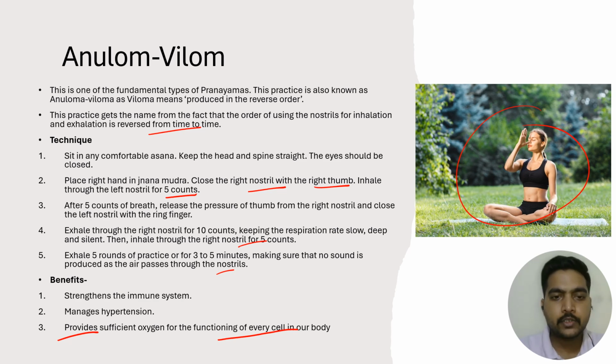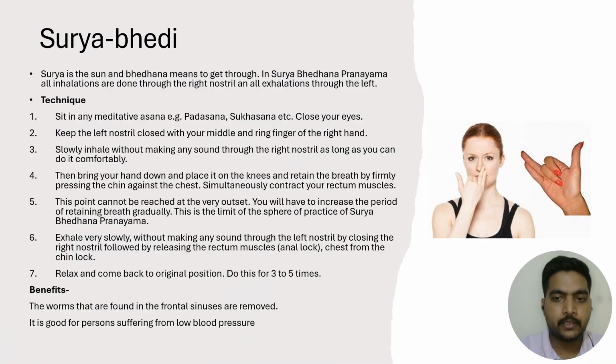And pranayam is also the fourth element. As we discussed in the elements, asana is the third one. After that, the fourth element is the pranayam. And the second pranayam is Surya Bhedi pranayam. If you understand the meaning, Surya is the sun, Bhedi means to pierce through. So Surya the sun and Bhedna means to get through. In Surya Bhedan pranayam, all inhalation is done through the right nostril.